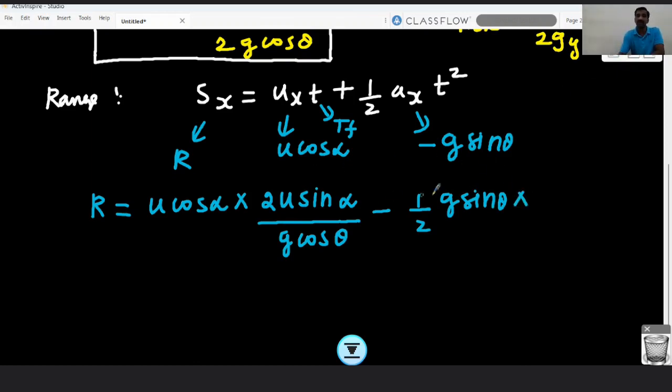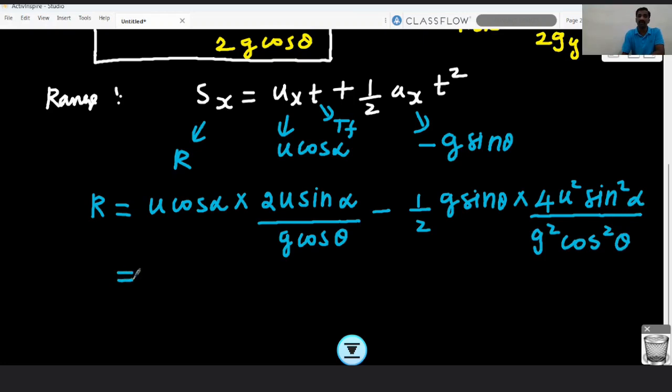So time of flight here only we have written: 4u square sin square alpha by g square cos square theta. Okay, now what can we do? Here you see, here also 2u, here also u is there. So you'll be getting 2u square.